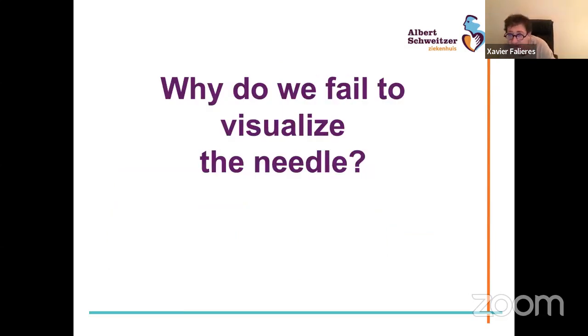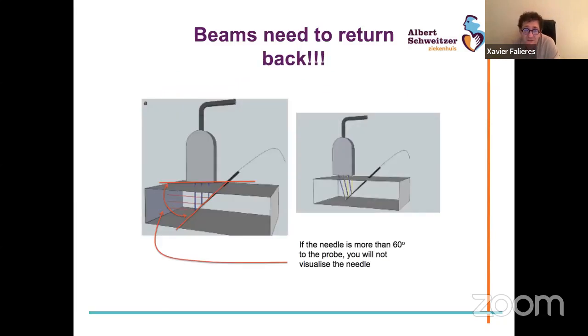So, mostly at the beginning, sometimes even experienced anesthetists have a problem to visualize the needle. Because, as you can see, what you see on the screen is the reflection of the ultrasound going on the needle and going back to the probe. So at more than 60 degrees, the image will get out of the probe. So you say, oh, I can't see my needle. Or you see only the shadow of the needle.